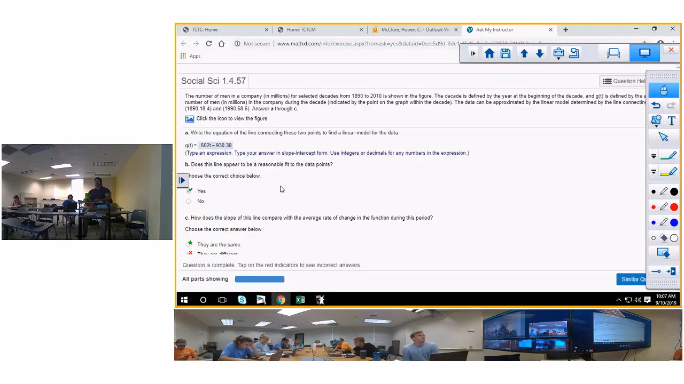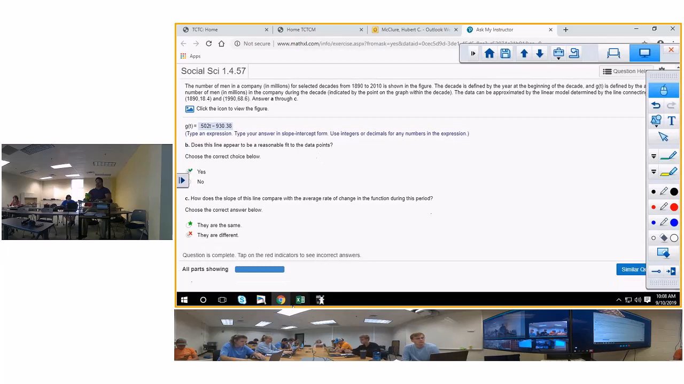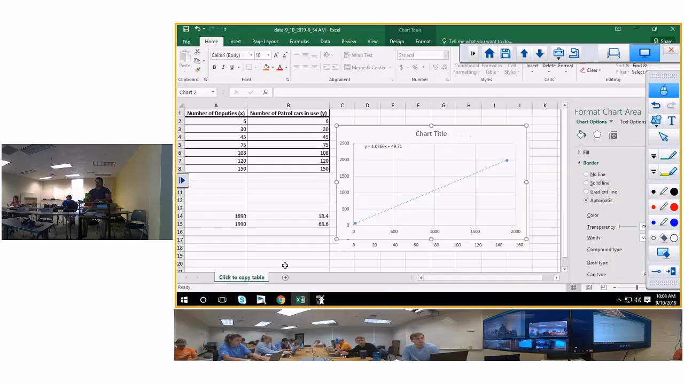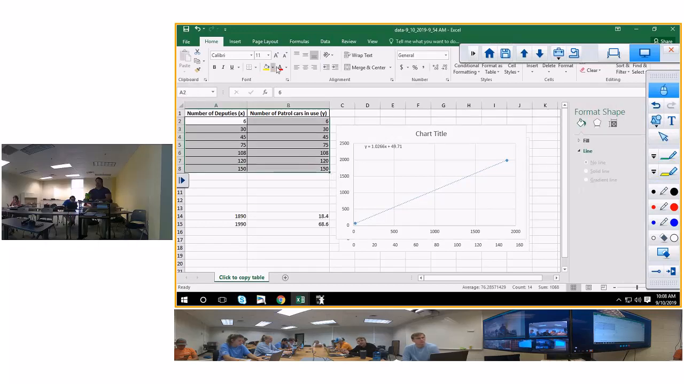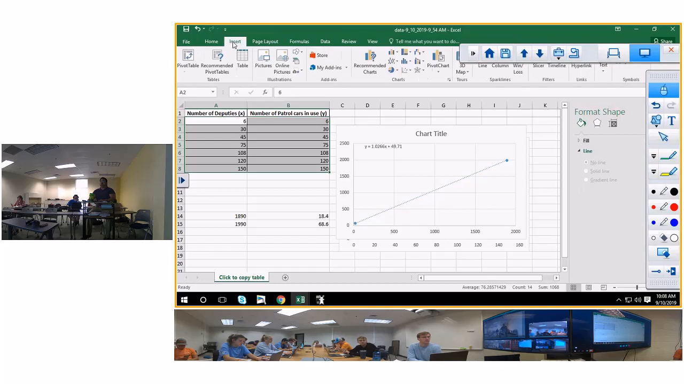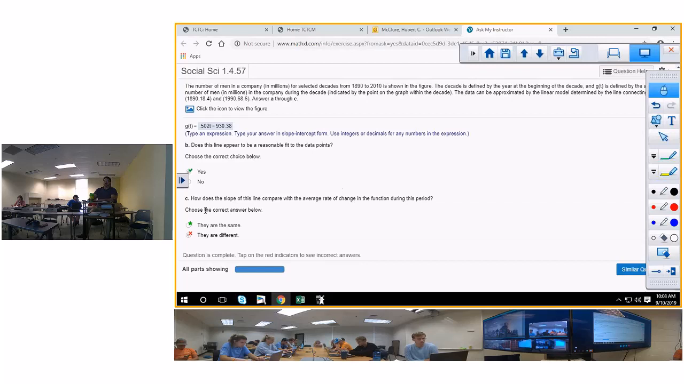Does the line appear to be a reasonable fit to the data points? Yes. I mean, if it had been way off. Where's my other one? Let me go ahead and do that. There it is, and insert. Yeah, it's reasonable. I don't know if it's the same one or not. How does the slope of this line compare with the average rate of change? They are pretty much the same.